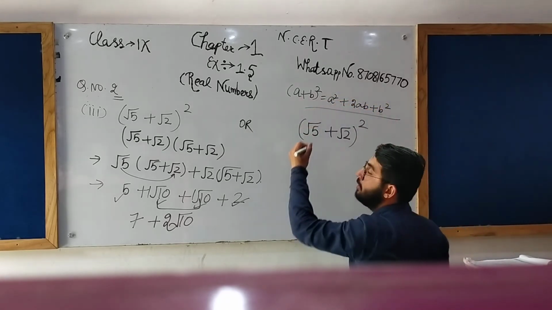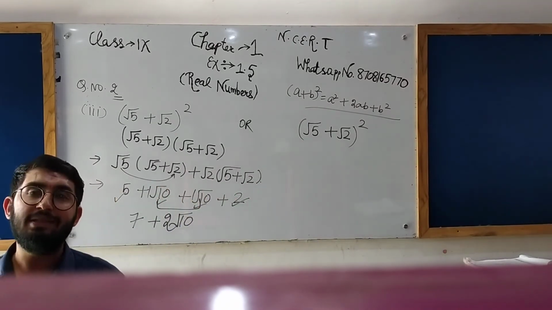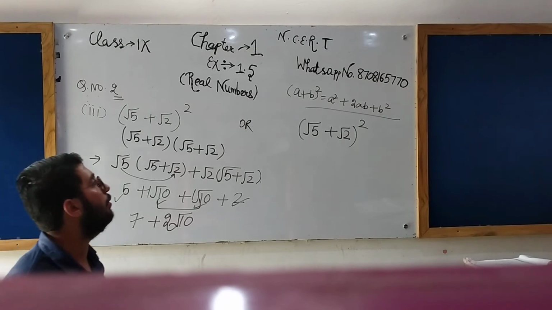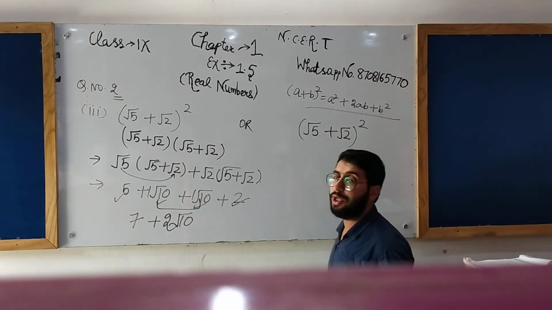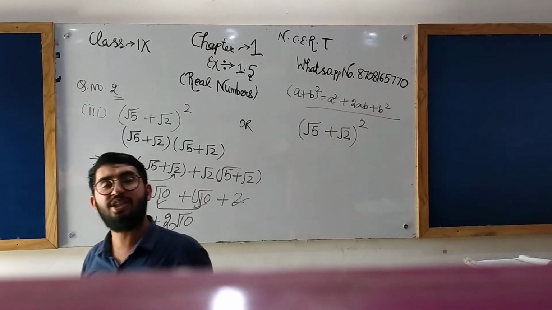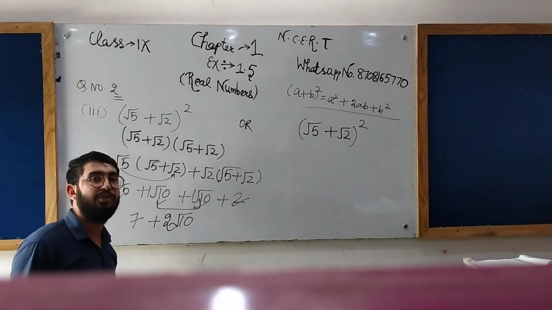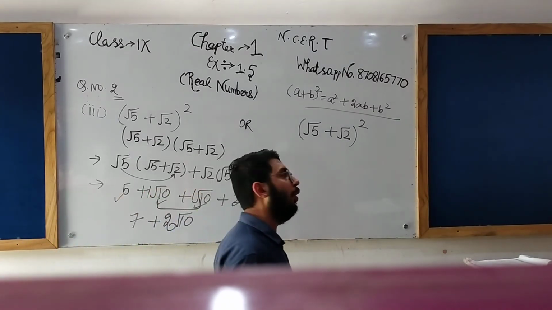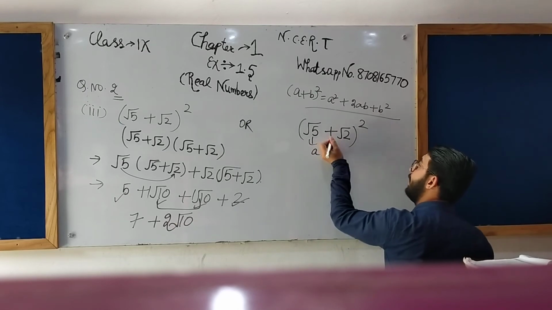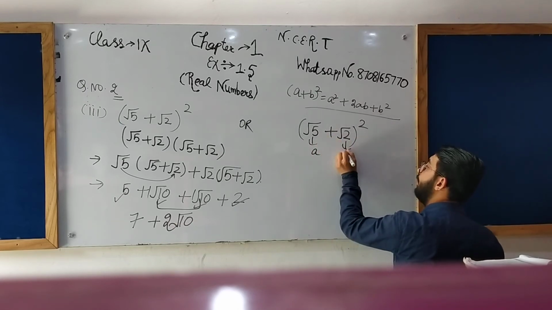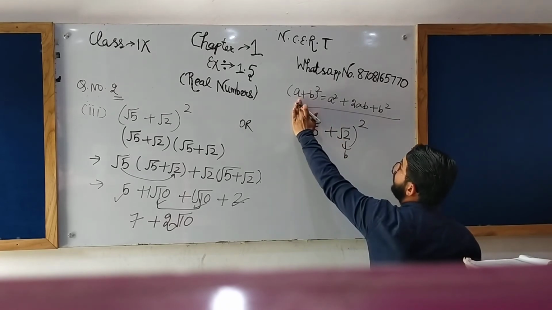If you haven't learned this identity yet, learn it soon. (a plus b) whole square is a square plus 2ab plus b square. First plus second whole square equals first square plus 2 times first into second plus second square. Here a is root 5 and b is root 2. Now in the question the left side is given.